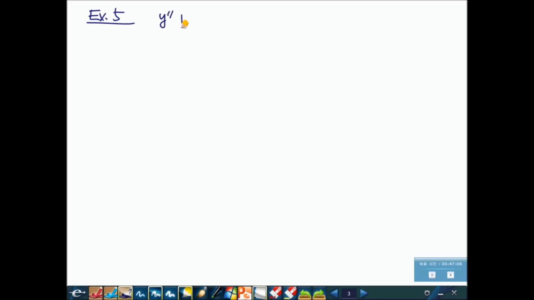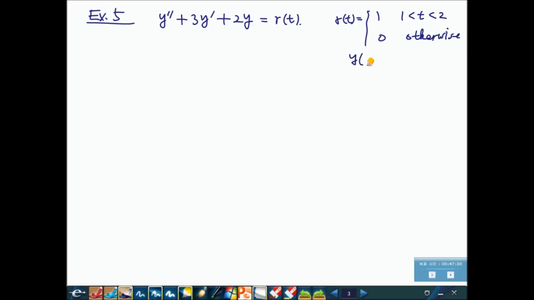Now, y double prime plus 3y prime plus 2y is r of t. Okay, this r of t is 1 on an interval, and 0 otherwise. And all the initial conditions are 0.